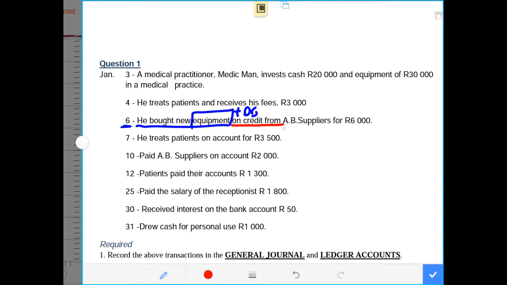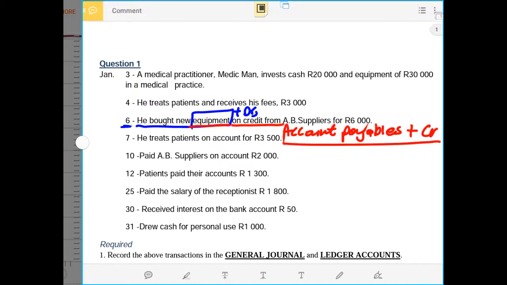Therefore, if it's on credit, it means account payables, liabilities, will increase, because this person did not pay. Account payables increase on the credit side. We have already opened a ledger account for equipment. We only need to open a ledger account for account payables, where the people we owe money have increased because we bought on credit, meaning we bought without paying this supplier, which is AB Suppliers.